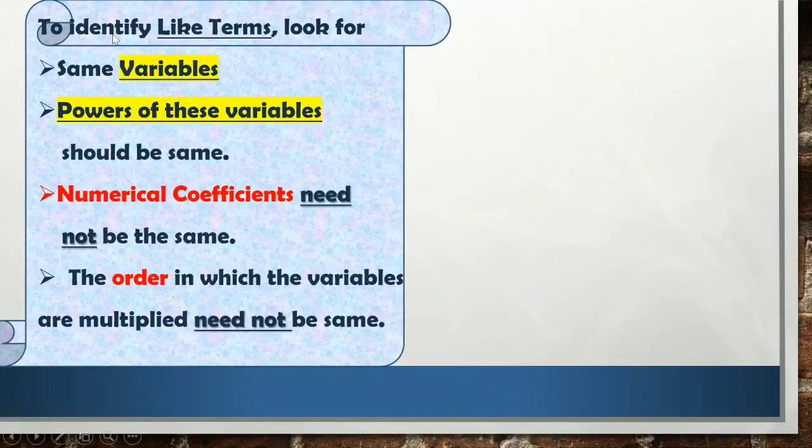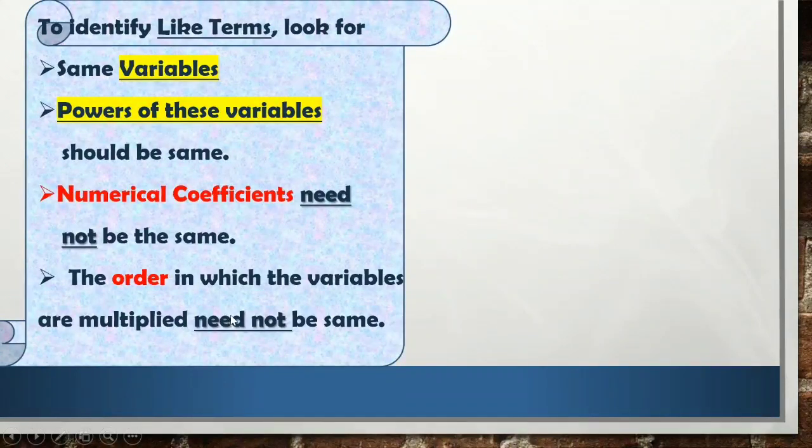So what we have learned, to identify like terms, what we need to look for? We need to look for the same variables. Fine. Powers of these variables should be same, right? Numerical coefficients need not be the same. Numerical coefficients can be different. And the order in which the variables are multiplied need not be the same.